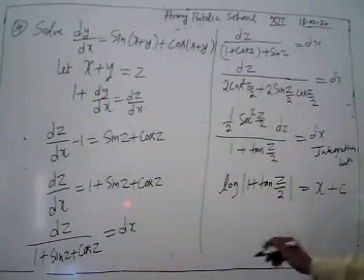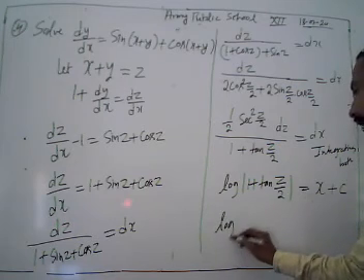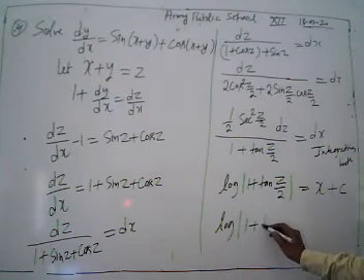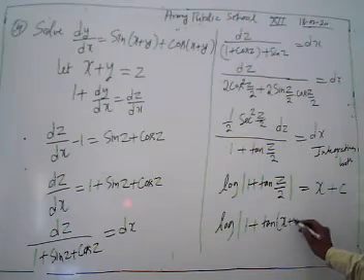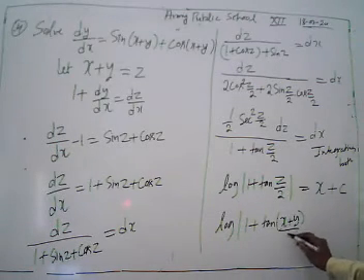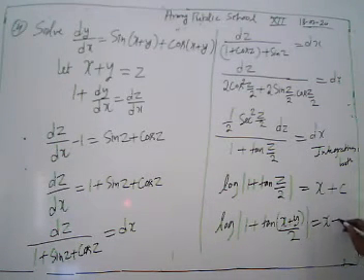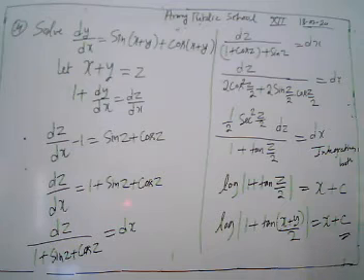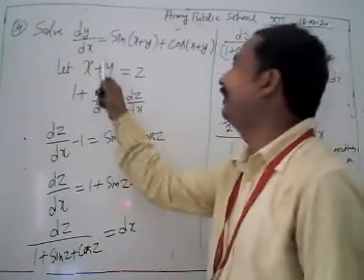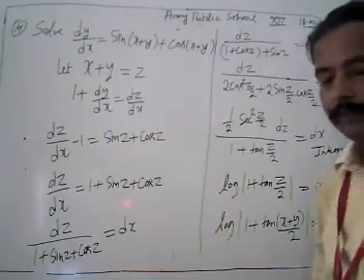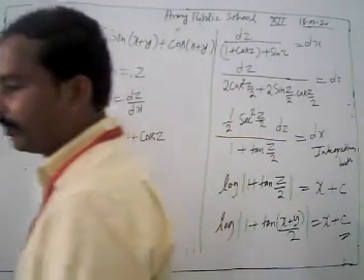What is the value of z? It is x plus y. Then log of 1 plus tan of (x plus y) upon 2 is equal to x plus c. This is our required solution of the differential equation dy/dx equal to sin(x+y) plus cos(x+y). I am just going to revise this again.